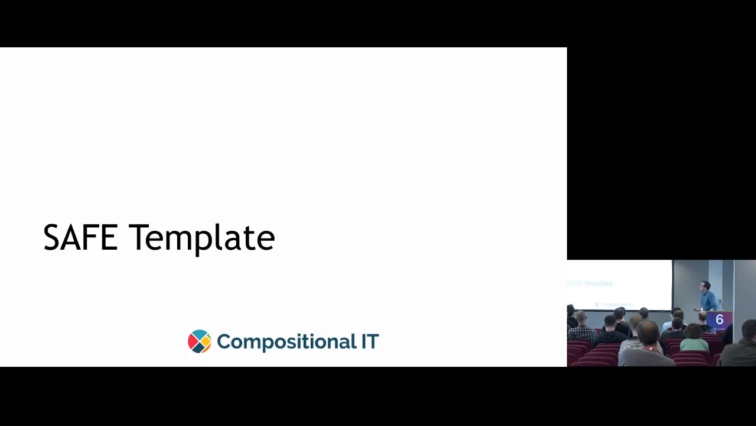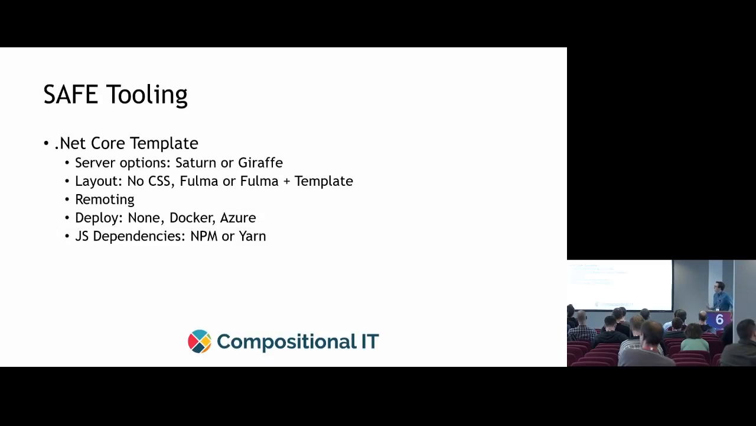The next thing that we came up with was a new SAFe template to make it easy to go from nothing to something that you can then iterate on and change easily. To do that, we've got a .NET Core template, which provides a variety of options. You can choose what you want to use for your backend web server. You can choose to use Saturn, or just Giraffe that sits underneath it if you don't feel like you need that configuration level.